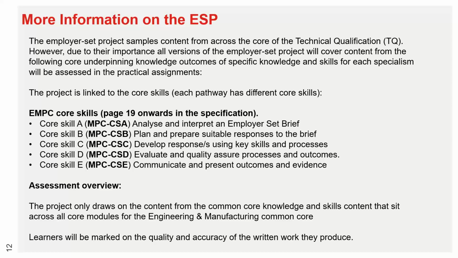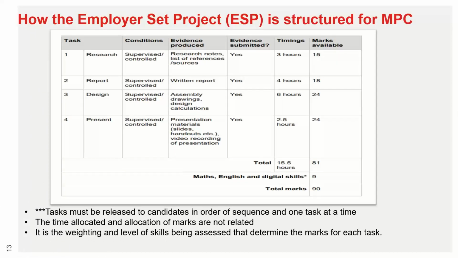So what is different to previous qualifications, that you may not have been used to before, is that learners are going to be marked on the quality and accuracy of the written work that they produce for the ESP. So just a couple of differences really there.